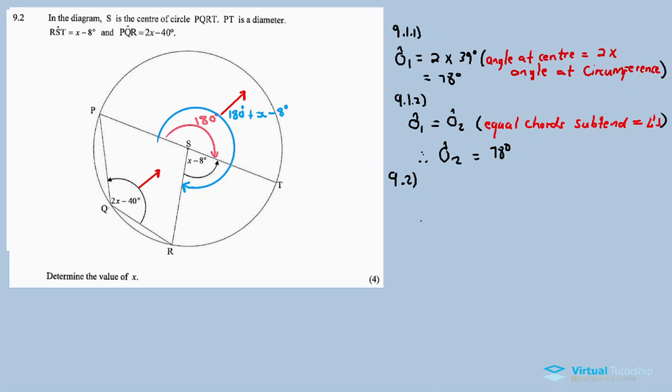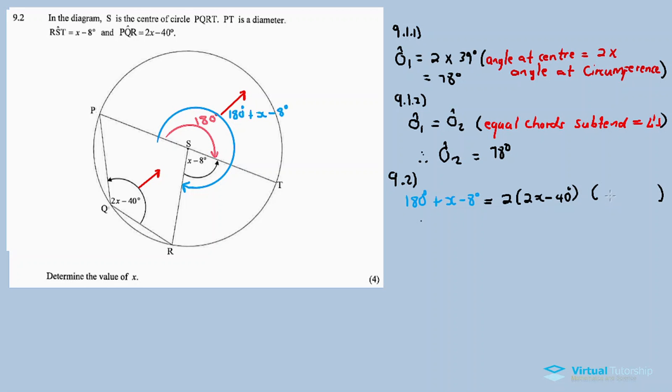Now let's do it. So calculate x using the theorem: angle at center. Our angle at center, the blue one, is equal to 2 times the angle at circumference. So this is what I mean: the angle at center is equal to 2 times the angle at circumference. Don't forget to write your reason.